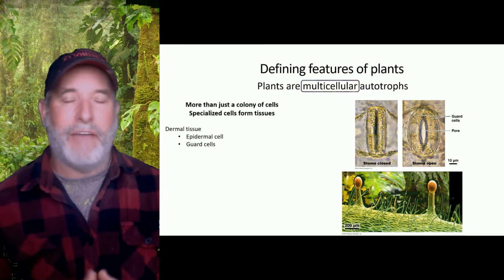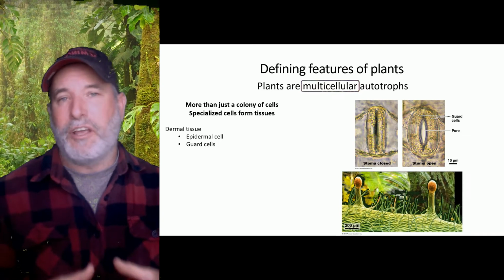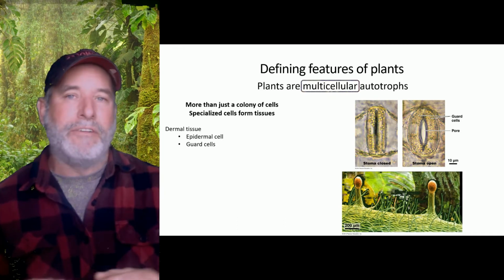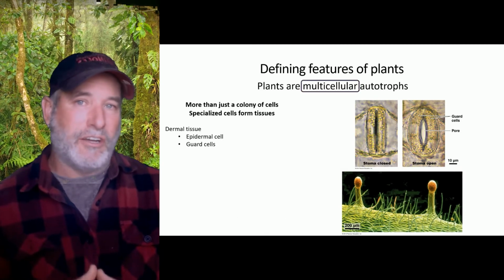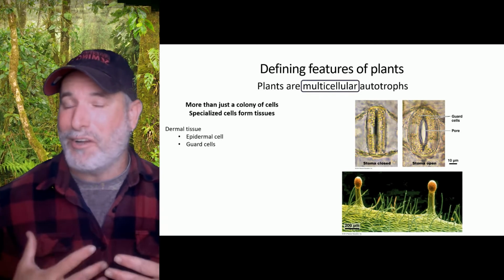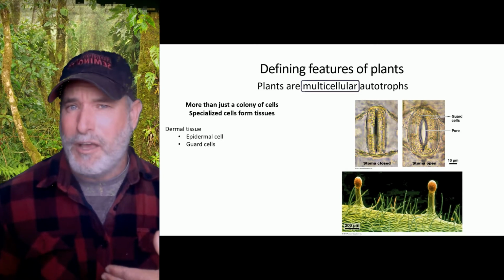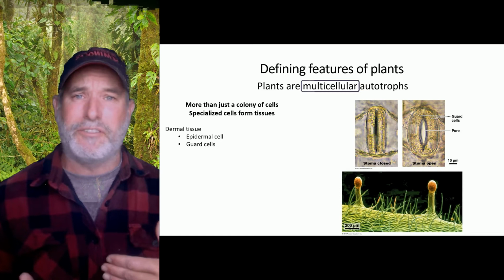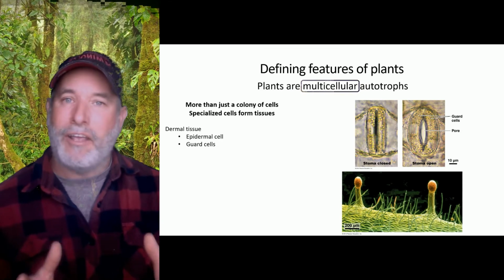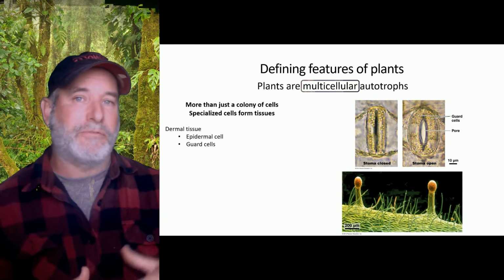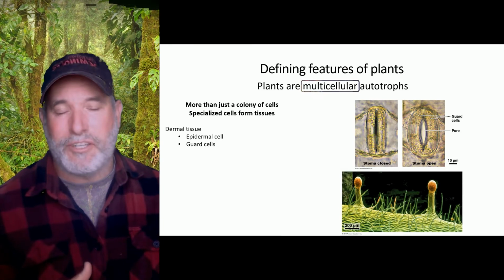So in plants, you might have dermal tissue. So if you look at the outside of a plant, like the top of its leaf, it's made of epidermal cells and guard cells. Now, like us, our cells have all the same genes, but a liver cell expresses different genes than a muscle cell. Well, guess what? In a plant cell, a guard cell might express different genes than an epidermal cell.